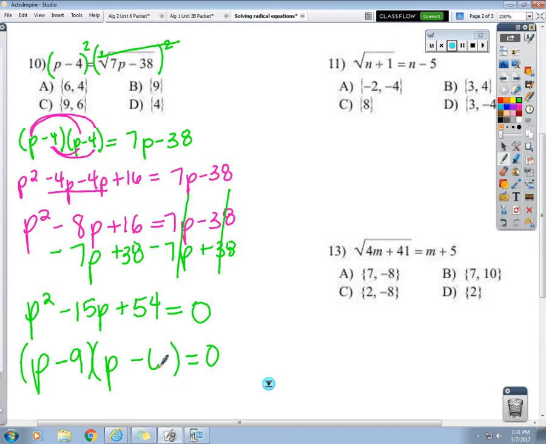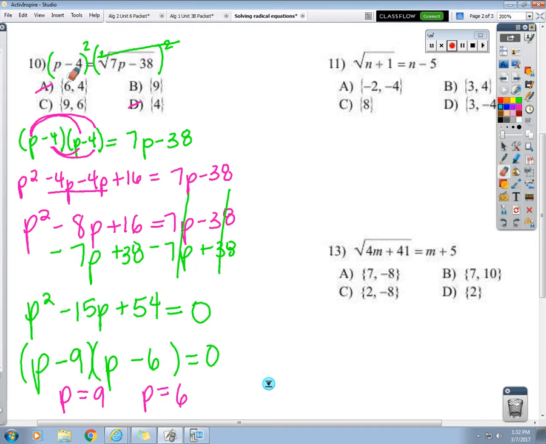Negative 9, negative 6. So that would make your final answers, which is where it would also cross the graph. If you would have graphed this, it would have crossed at 9 and 6. Now, that pretty much rules out A and D. But then you have a 9, and then you have a 9 and 6. So what do we need to do?